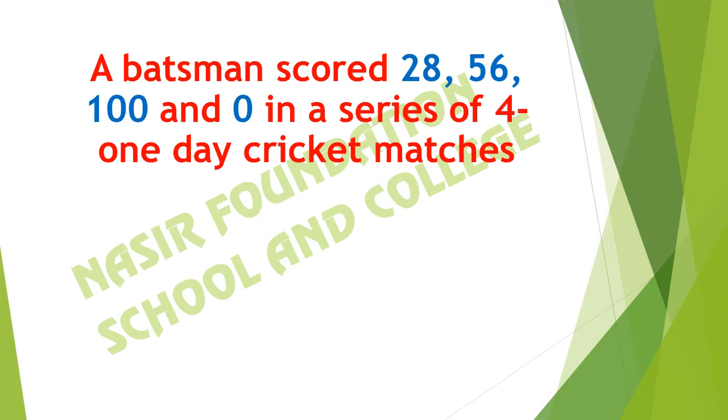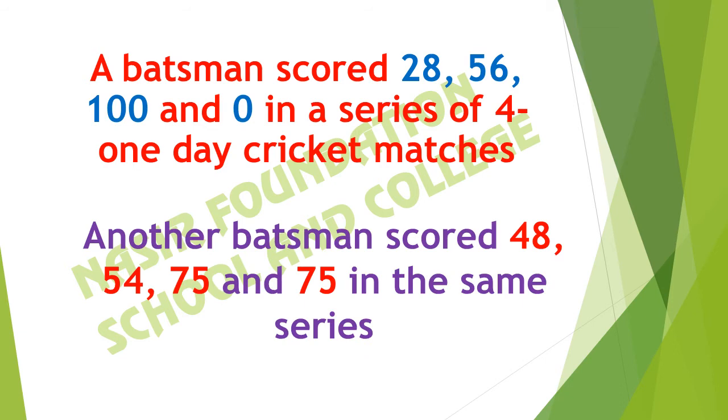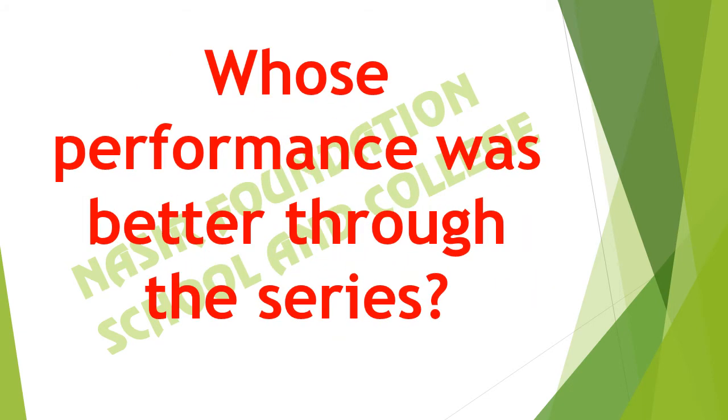Here we have another example. A batsman scored 28, 56, 100 and 0 in a series of 4 one-day cricket matches. Another batsman scored 48, 54, 75 and 75 in the same series. We have to find the mean to know whose performance was better through the series.